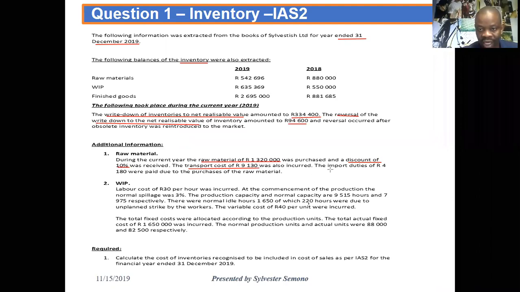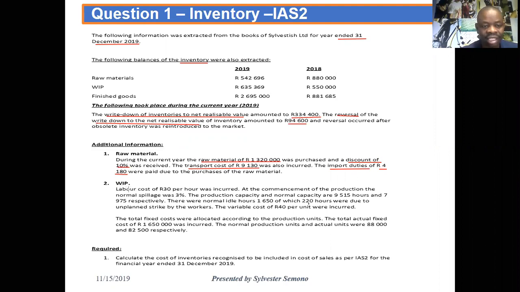We also incurred import duties of how much? Of 4,180. Again, the import duties have been incurred in the process of bringing the inventory to the place of business. Again, I can foresee that we're going to add it to the cost of inventory. Okay. The work in progress, you can even call it the production account.